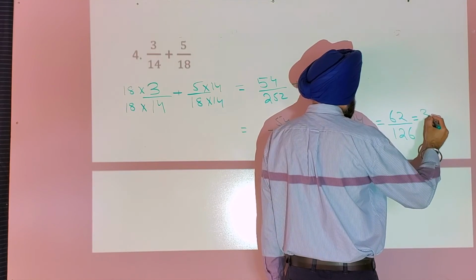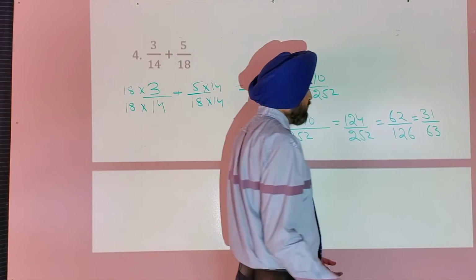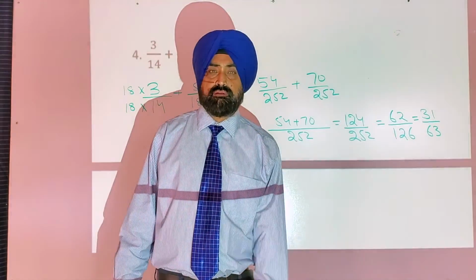This will be 31 over 63. So 31 is a prime number. You cannot reduce further. So this will be the final answer.